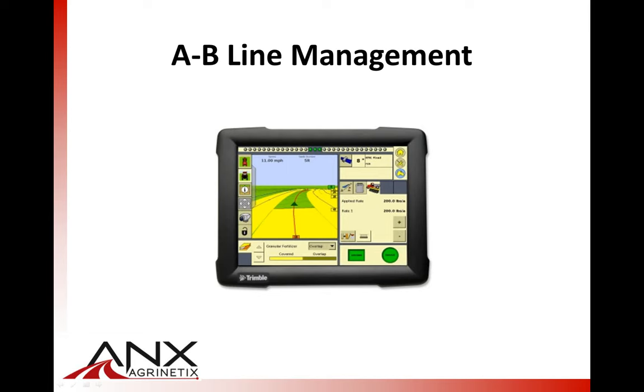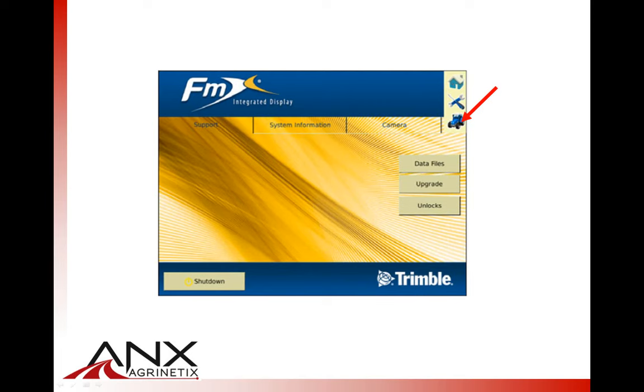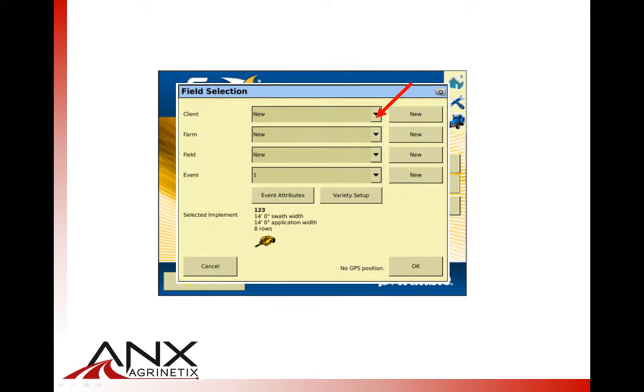AB line management. Loading AB lines can be done the same way as prescriptions are loaded. I simply will select the AB line folder from the USB stick and select Copy. The data will then be transferred to the screen. We will again select the tractor icon to begin choosing our fields. Select the client, farm, and field.